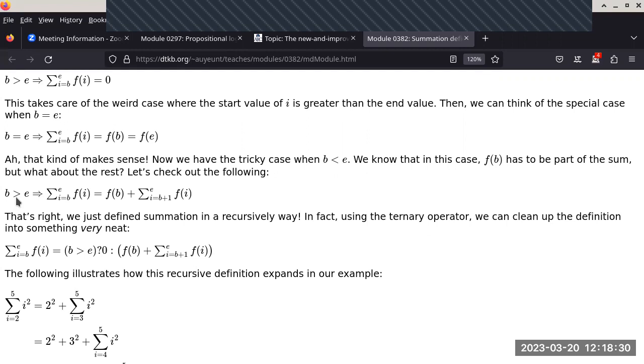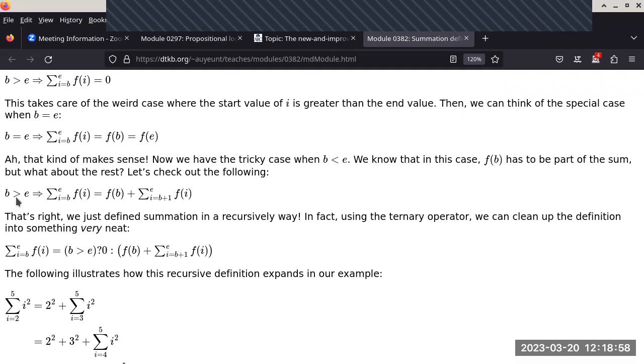Okay, so remember, this is supposed to be less than, not greater than. So now we look at the summation of i starting from b going to e, f of i. We break out when i equals b to be its own term outside of the sigma notation, and then the sigma notation is now only responsible for, quote unquote, the rest of the terms to add to the sigma. Is that part okay?